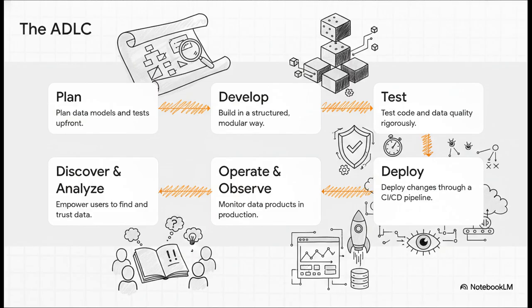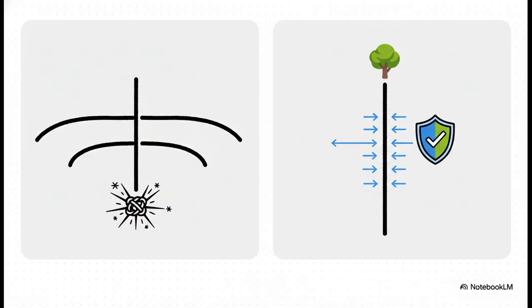It takes these battle-tested principles from software engineering, things like planning, rigorous testing, and continuous observation, and it applies them directly to the world of analytics. It gives your team a shared language and a shared process for building reliable data products. And this is where our automated tests become a superpower. You see, traditionally, developers would work in these isolated branches for weeks, which would lead to these painful merge conflicts when they finally tried to combine their work.